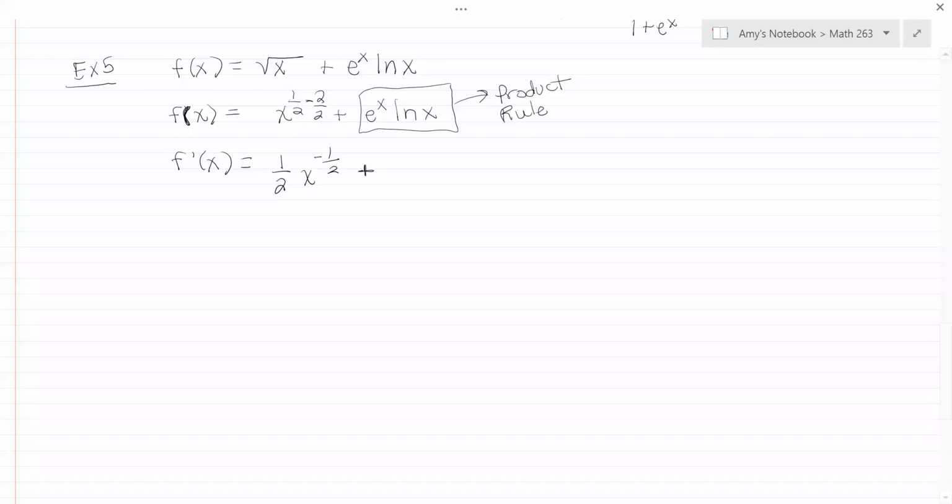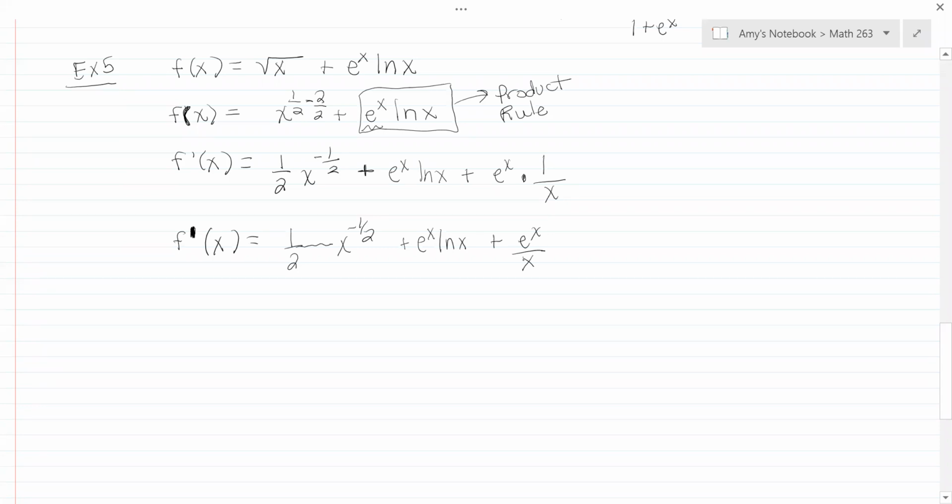Now, for the e to the x ln of x, the derivative of the first is e to the x times the second plus the first times the derivative of the second. The derivative of ln of x is 1 over x. Now, I would simplify this. You have 1/2, let's keep that x to the negative 1/2 plus e to the x ln of x plus e to the x over x.